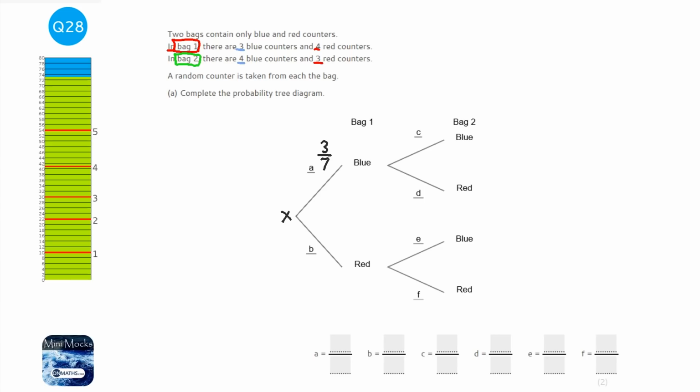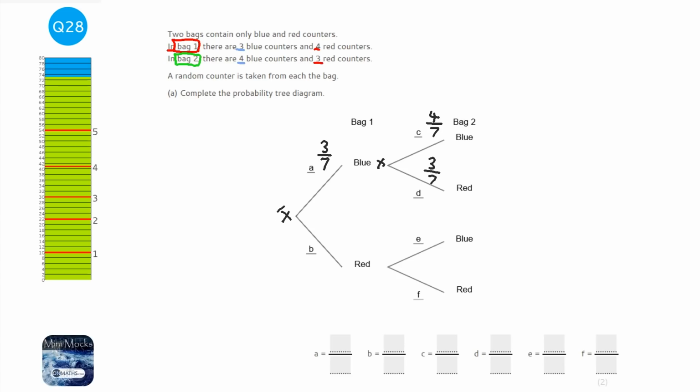So we move on. We've picked a blue from bag 1, so we're currently here, and we look at bag 2. Well, in bag 2, there are 4 blue counters and 7 in total. Let's go back a little bit. Let's go back to if we picked a blue in bag 1. Well, we could have picked a red in bag 2. So there are 3 reds and 7 in total.